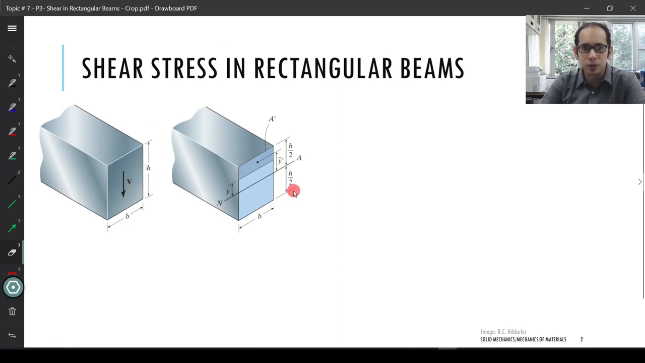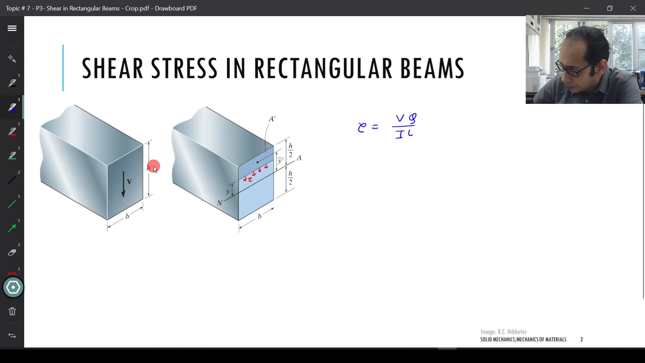Now what I'm trying to do is derive the expression for the shear stress at any given point. So let's say at a point at a distance y from the neutral axis over here. About this particular line, I'm trying to find the value of tau, all along this particular width. Remember that we have already derived this, and the formulation stays unchanged. We know that tau equals V times Q divided by I times t.